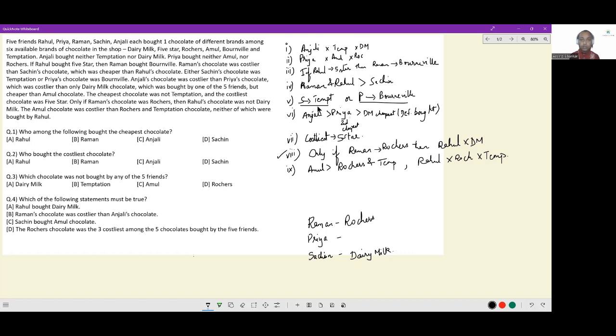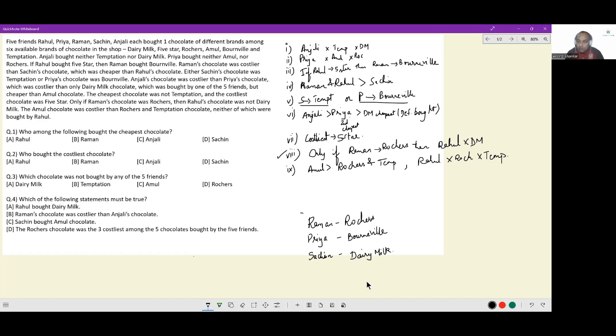Now, we were also told either Sachin buys Temptation or Priya buys Bournville. Point number 5. Either Sachin buys Temptation or Priya buys Bournville. Sachin has not bought Temptation. So Priya has to buy Bournville. Hopefully you can see these things are already in line.